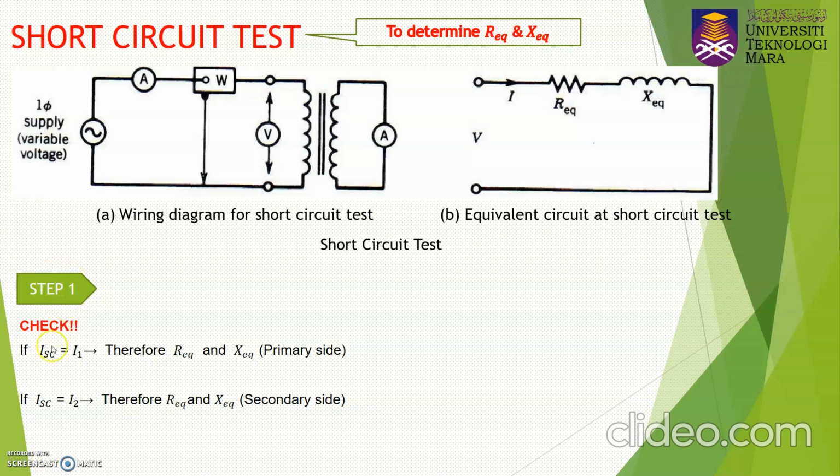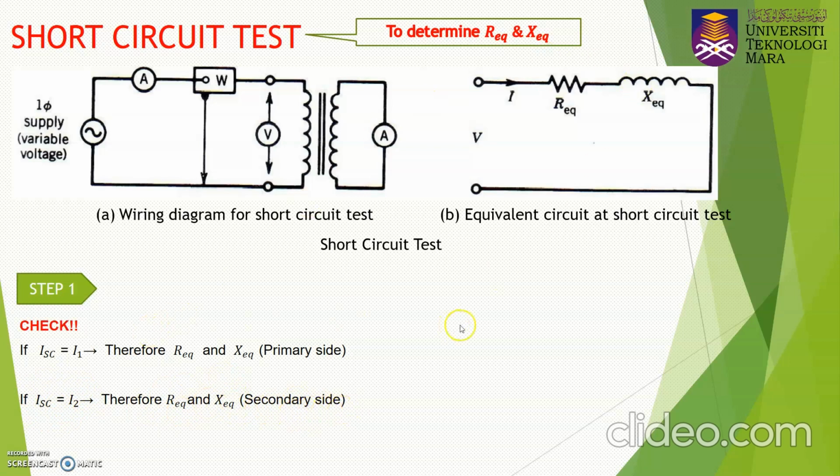For step number 1, you need to check whether the I short circuit current is equal to I1 or equal to I2. The value here is the I short circuit from the ammeter reading. If the I short circuit is equal to I1, therefore the R equivalent and also X equivalent are referred to the primary side. However, if the I short circuit current is equal to I2, it means that the R equivalent and also X equivalent are referred to the secondary side.